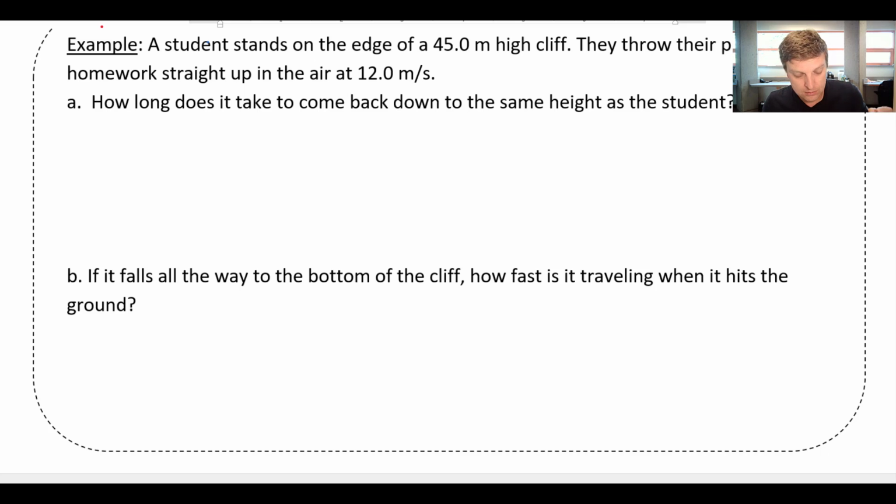Okay, so a student stands on the edge of a cliff, a very high cliff, okay, 45 meters, and they throw their physics homework straight up in the air.